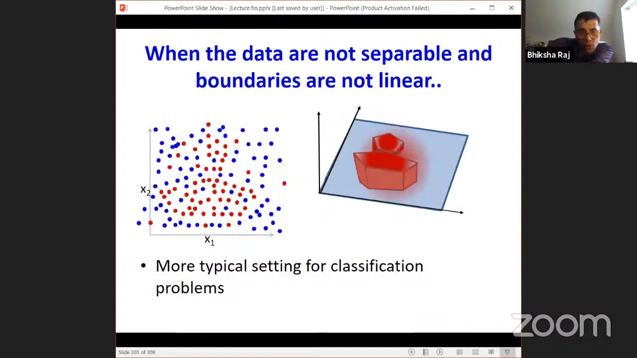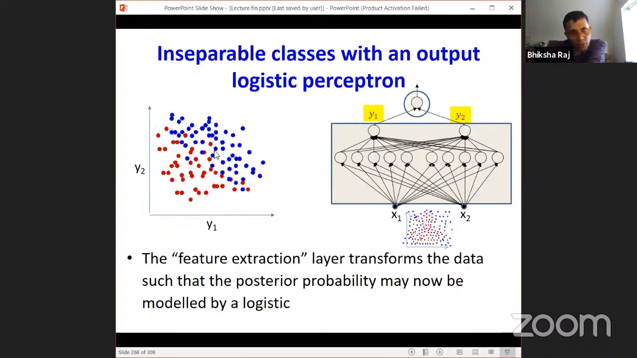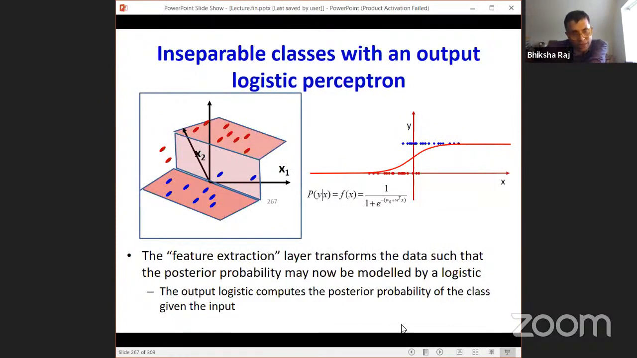So where the data are not truly separable and the boundaries are not linear, like this one, then this portion of the network is going to end up transforming this data into something like this. The feature extraction layer transforms the data such that it's maximally linearly separable. And moreover, because this output network is a sigmoid, a logistic function, it's going to transform the data such that the posterior probability of the class can now be modeled by a logistic. So it's going to sort of transform the data such that in the transformed feature space, the posterior probability can be modeled by a logistic. And the output logistic now computes the posterior probability of the class given the input.